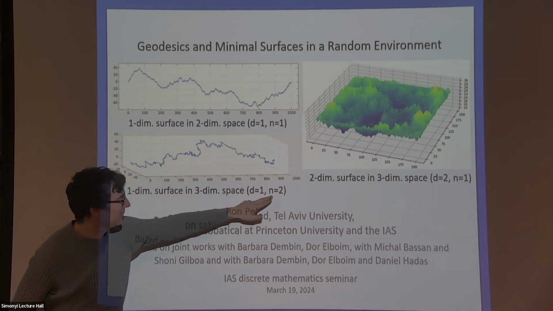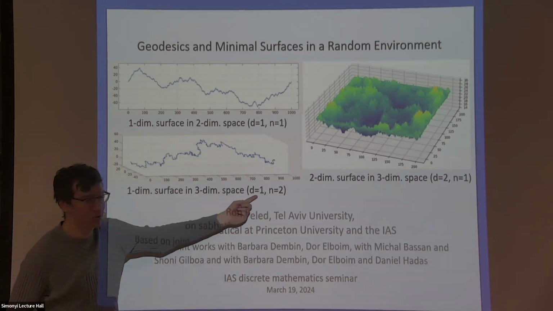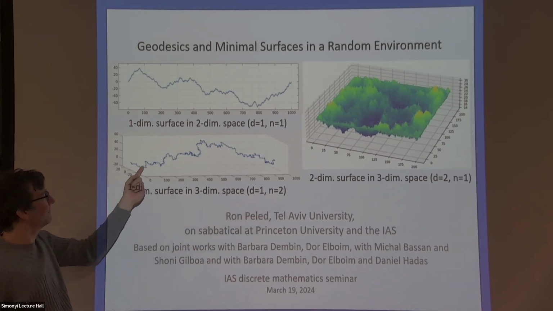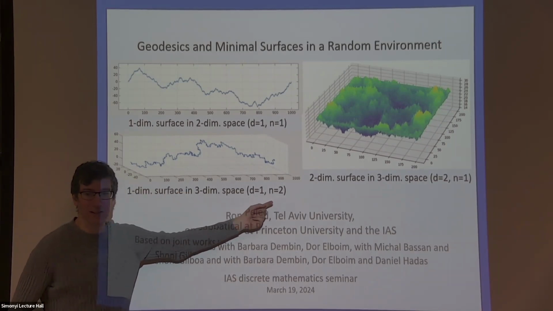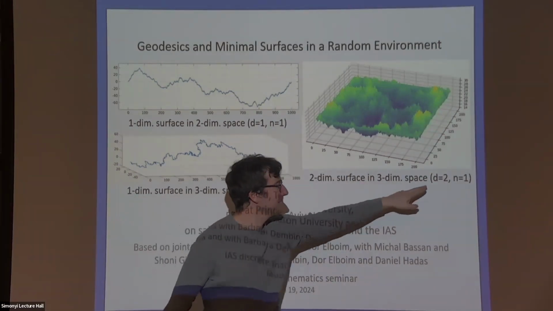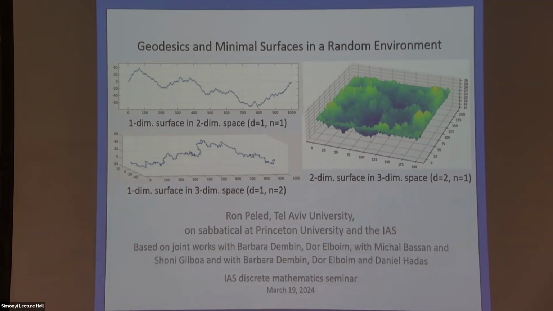Throughout, sometimes I will use these notations. D is the dimension of the path itself, which is 1, and n is the codimension. If you have a path in 3 dimensions, then the codimension is 2. And here you have a 2-dimensional surface in a 3-dimensional space. So the dimension of the surface is 2 and the codimension is 1. So we will get to that.